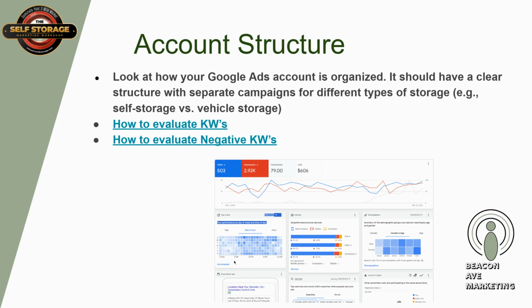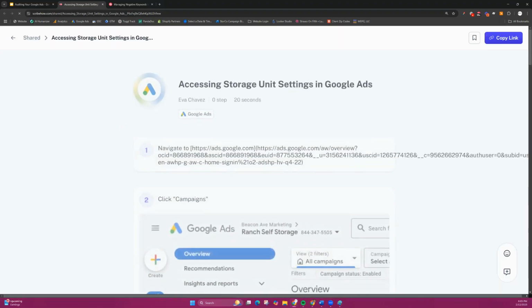Some of the things that you can look at within that screenshot are just overall statistics like the day, hour of the week that people click on, mobile, tablet, computer, all of those things. But I digress. What we really want to look at is how to evaluate some of the things within your campaign. So I'm going to go ahead and go to keywords here.